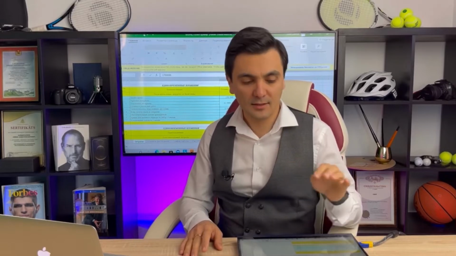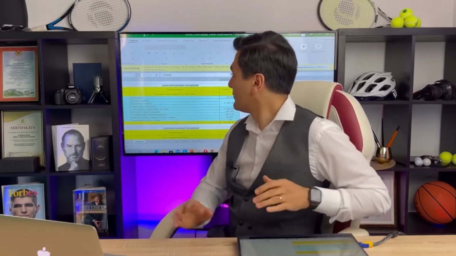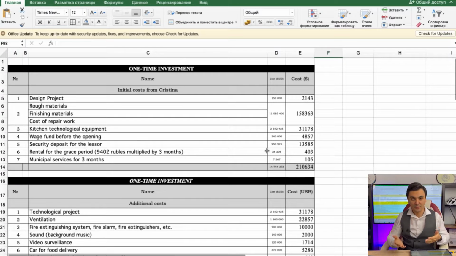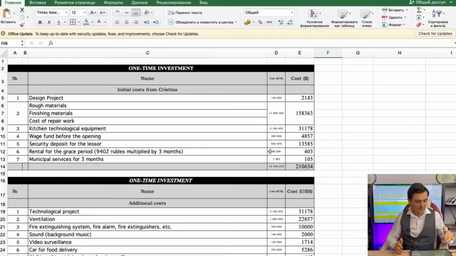So let's get started. Firstly, we should write down the one-time costs. That is to say, how much money and for what exactly we need to start a business or implement a project. This is the first question an investor has. You simply type in your Excel table one-time costs and then start writing down everything you need. We are doing it now by the example of a restaurant or a cafe.